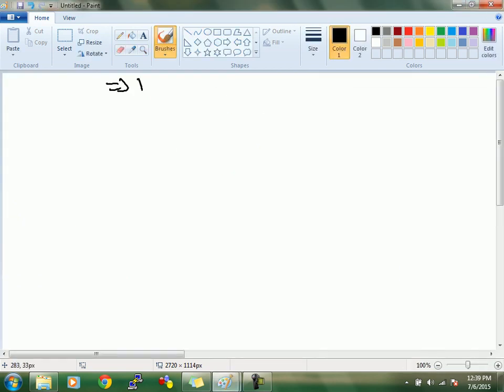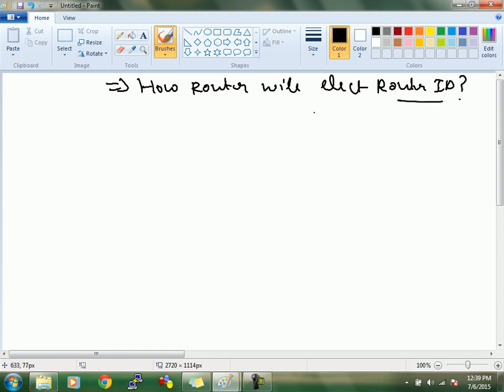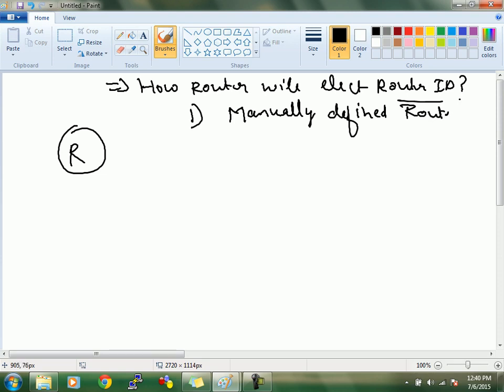Now, the next question is how a router will elect a router ID. Yes or no? This will be the question in your mind. Just think, guys, this is a router. First preference will be given to the manually defined router ID. If this is a router and you have defined the router ID manually, it will choose the manually defined one. But I have not configured the router ID manually.